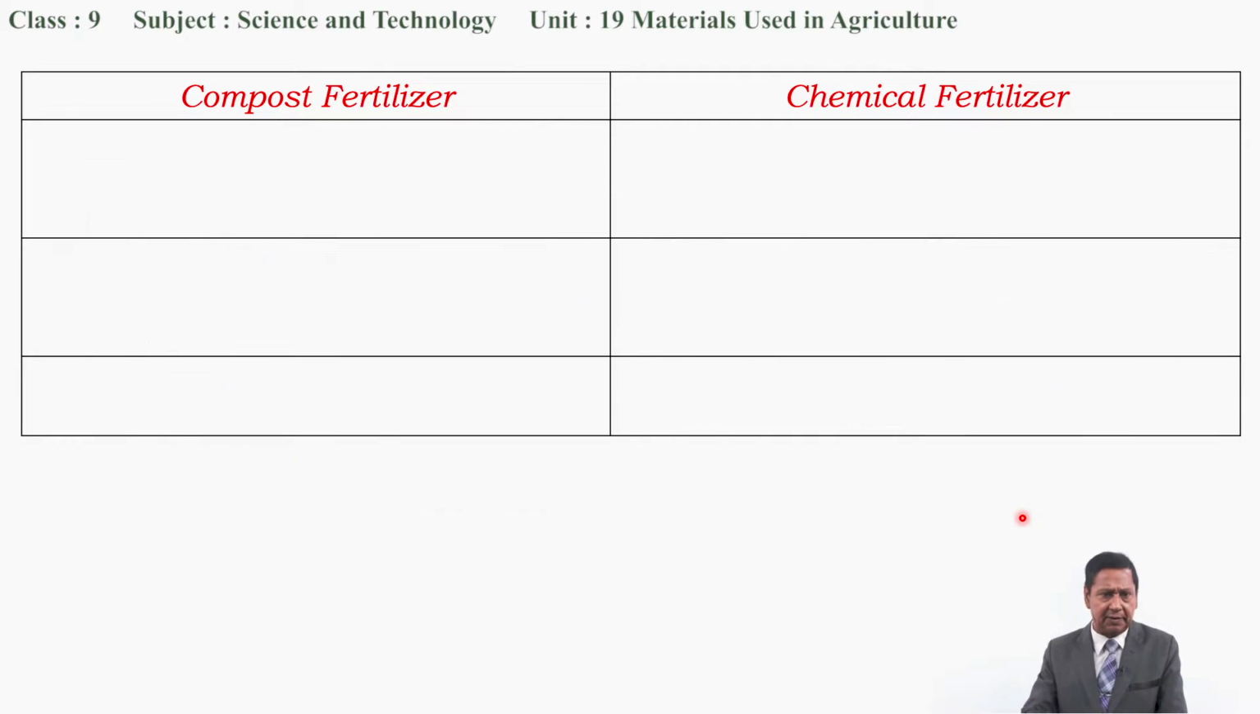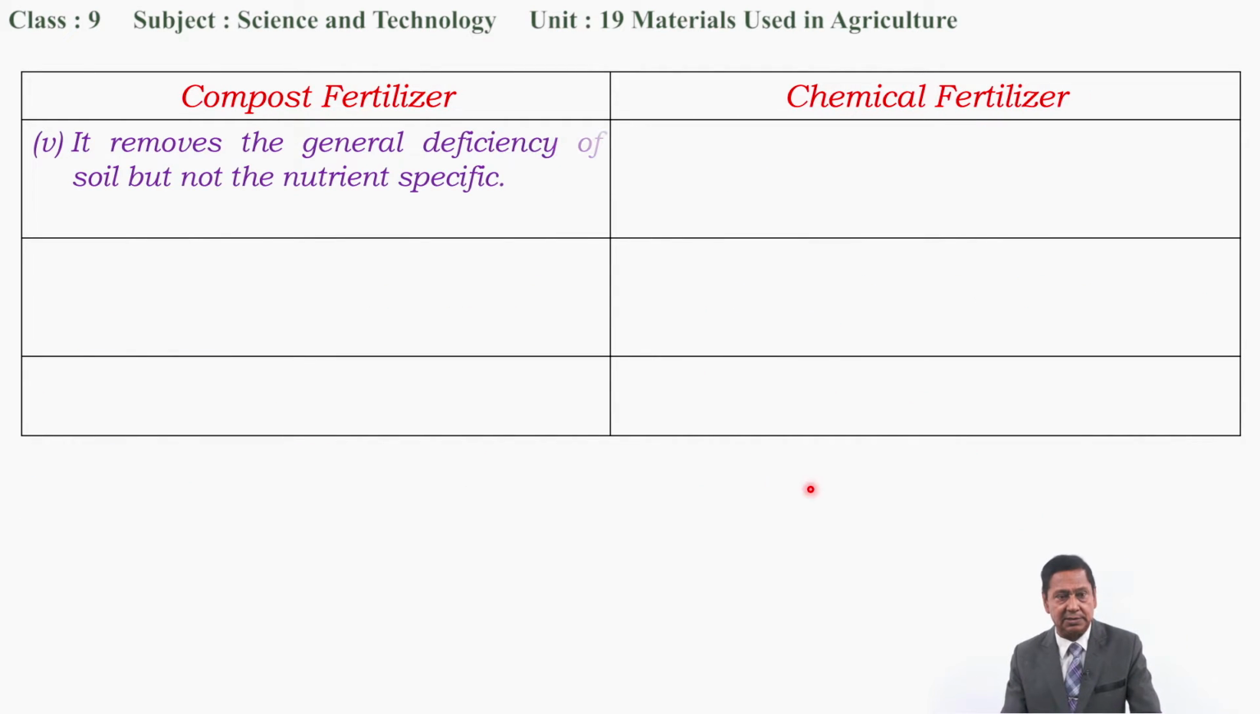Okay, there are other differences also. Compost fertilizer or organic fertilizer, we can say this way: it removes the general deficiency of soil, but it is not nutrient specific. What does it mean? Not particular nutrient specific. We cannot say that this compost fertilizer supplies nitrogen, this compost fertilizer supplies phosphorus. The specific nutrient is not supplied by the compost fertilizer. Just the general deficiency can be fulfilled.